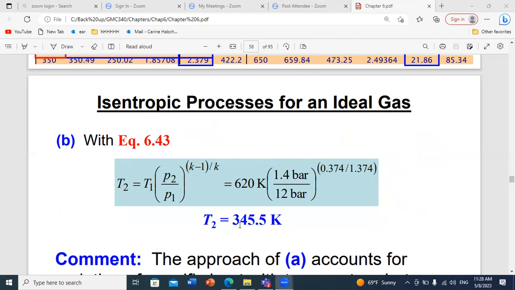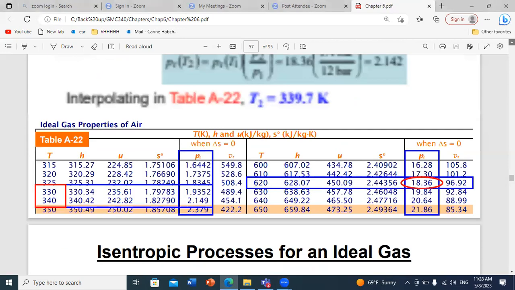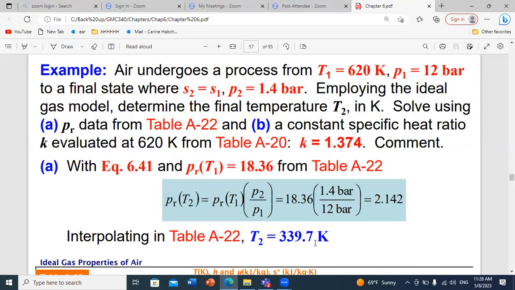If you try this, you will get a T2 closer than from the first method. Because here you got a difference, here it's 345, here it's 339. You have a 6 Kelvin difference. If you try K average, you will get a lower difference between the two temperatures.